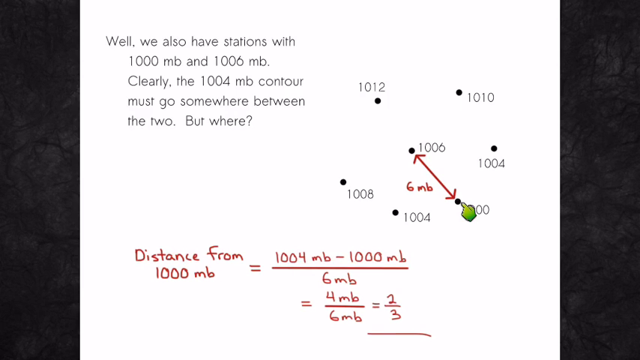Right? We're assuming it increases steadily. We have to go so that it increases 4 millibars. The full difference is 6 millibars, and so that's 2/3 of the distance between the two stations. So then we're going to assume that our point where we hit 1,004 is going to be right there. It's going to be 2/3 of the distance starting at 1,000. 2/3 of the distance, bang, right there we hit 1,004.